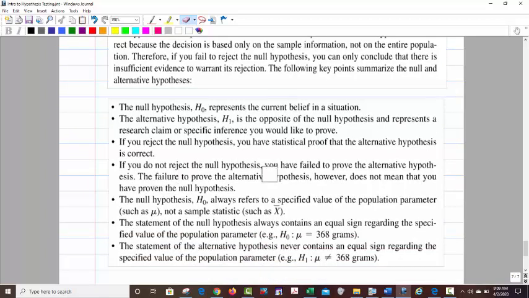Yeah. So this one tells you if you do not reject, you have failed to prove the alternative. You also haven't proven the null either. Yeah, the H0 and the HA, H1, whatever, you always use the population. We're going to be using sample means in our calculations, but the statements, because you're actually testing the population mean, so that makes sense why that's that way.